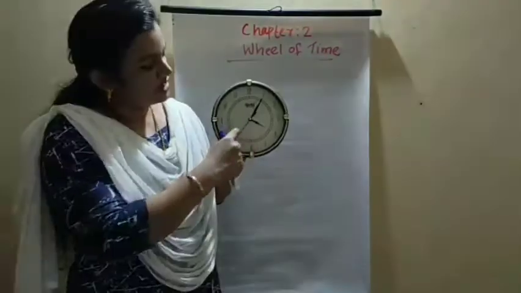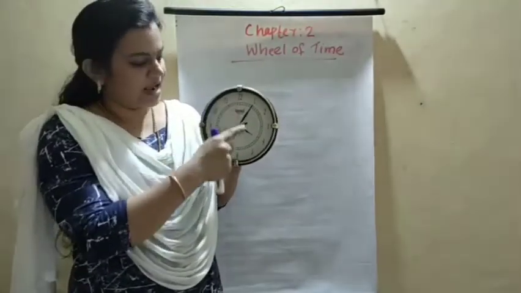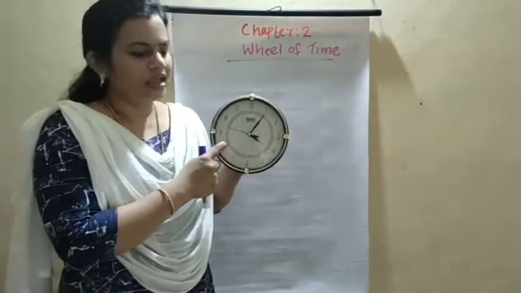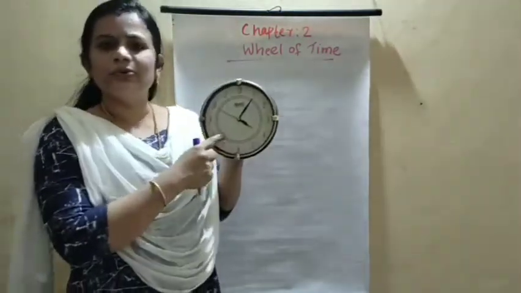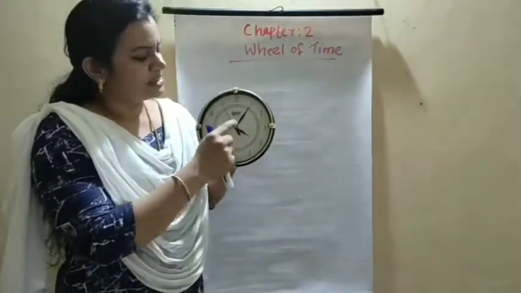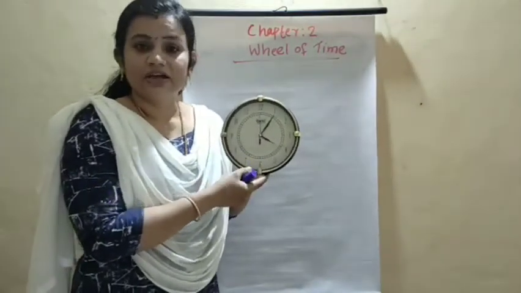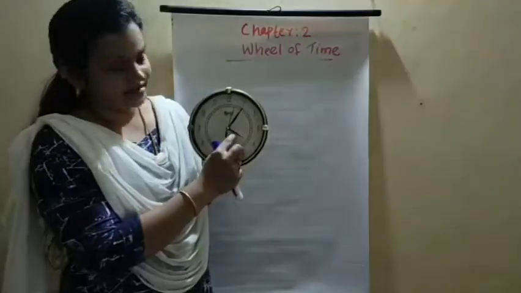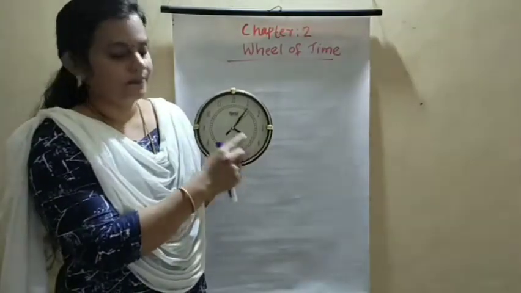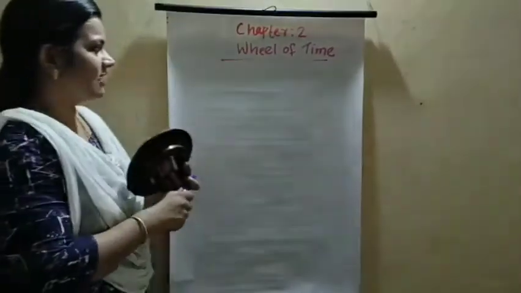You see the long hand and the short hand. One short hand, then one long hand, the longer hand and the shorter hand. Then what is this? This is the fastest moving hand. What are the names of these hands? Do you know? This is the short hand. The short hand is on 4 now.